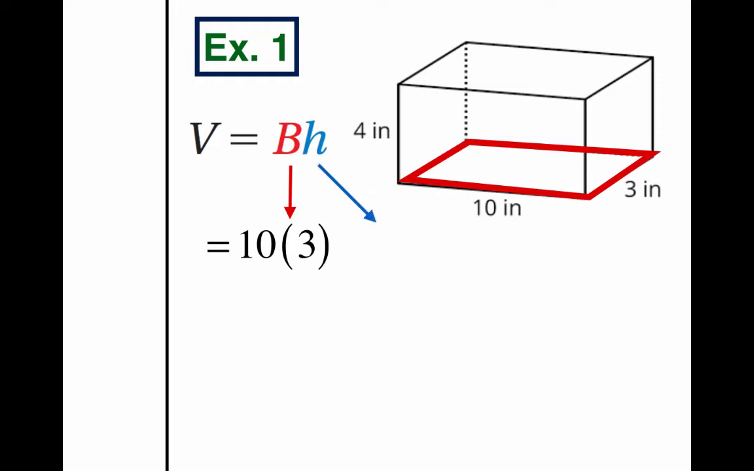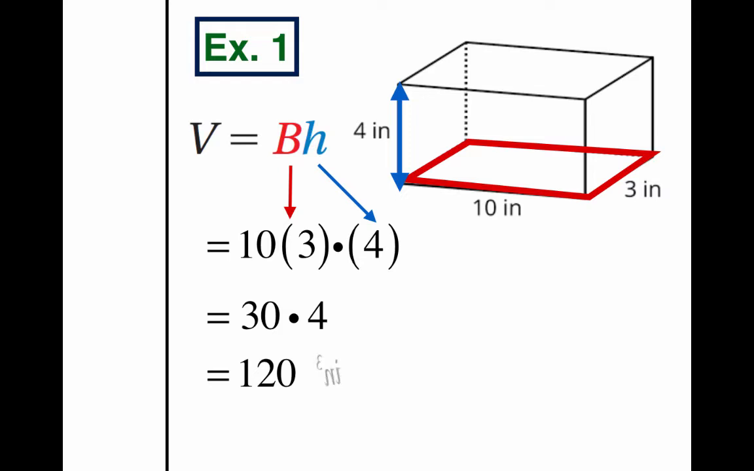The height of this object, well, that's going to be on the side there. You can see it. It's 4 inches. So the height is going to be 4. So to find the volume, all we've got to do is 10 times 3 times 4. Well, that's 30 times 4, and that's 120. So our volume is 120 cubic inches, and that measures the space inside of our prism.